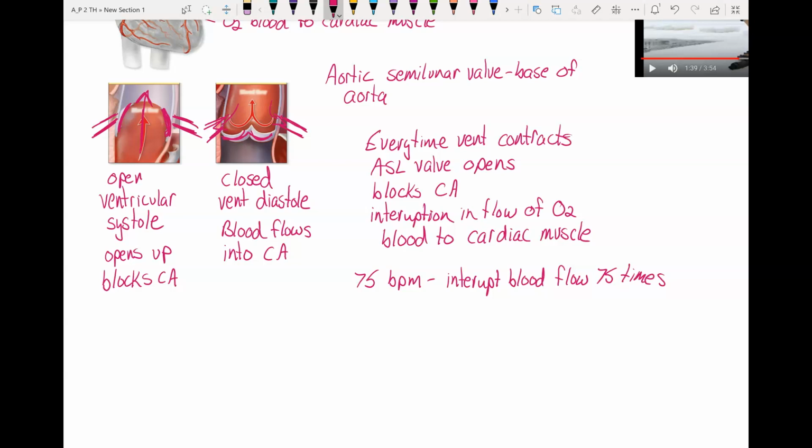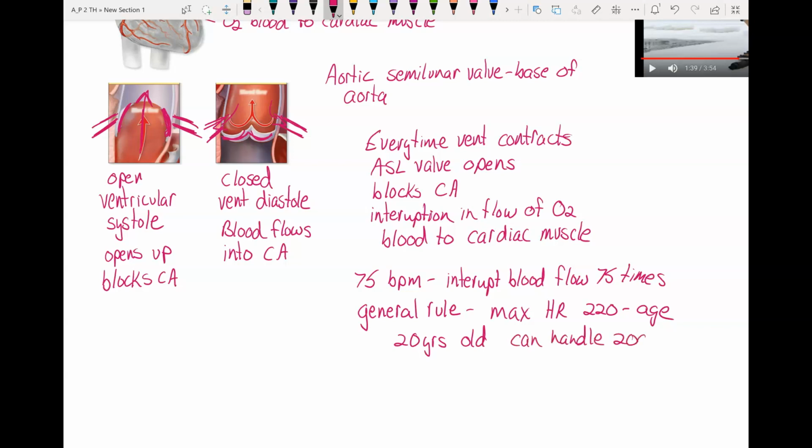You may have heard of the 220 rule. It's just a general rule of thumb, right? So it's not an absolute number. It's not like if you go over this number, you're going to instantly fall over dead. But in general, just to give you a rough idea, your maximum heart rate is 220 minus your age. So if you are 20 years old, you could safely get your heart rate up to 200 beats per minute. Right? And the older you get, the less of the heart rate you can handle.